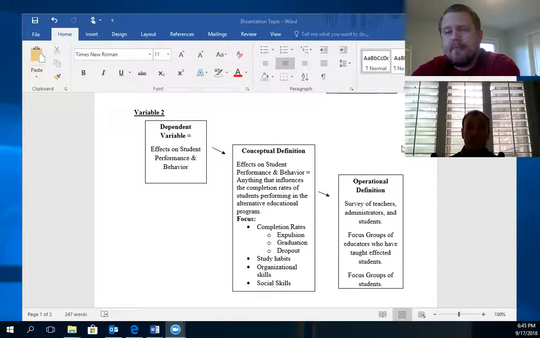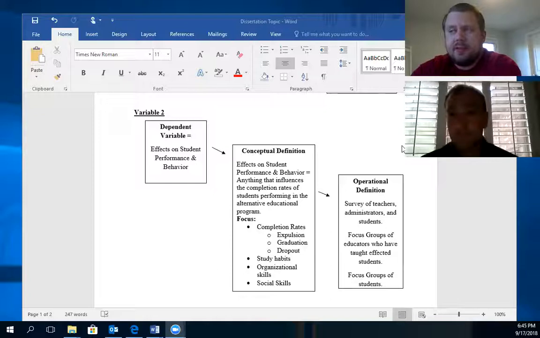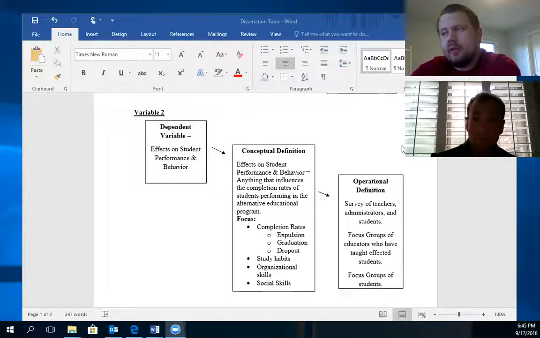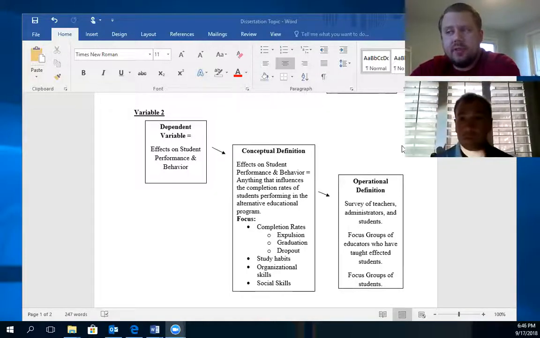It does. And then, of course, the operational definition. And I added one component to this based upon an email conversation with Dr. Compton earlier. And that is, I'm going to, of course, survey teachers and administrators. Also going to survey students.